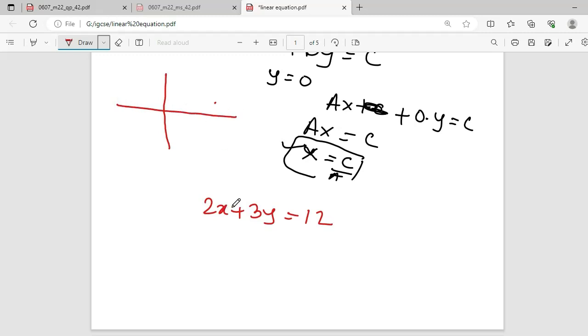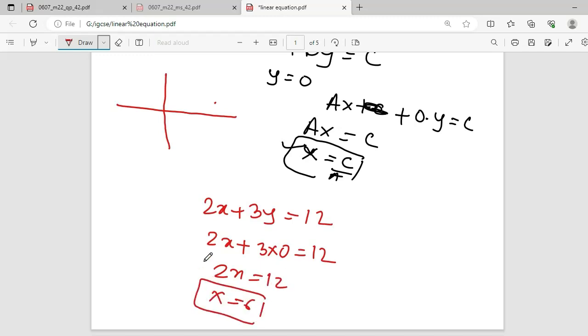So if I have to identify the x-intercept, in that scenario we have to put the value of y equal to 0. That means 2x + 3 into 0, if I put y equal to 0, and 2x is equal to 12 here, and x is equal to 6. So this is my coordinate. I can say here 6 comma 0, where x is 6 and y is 0.